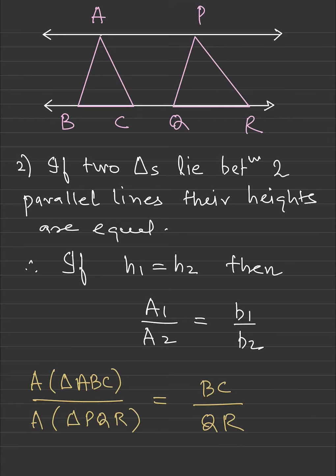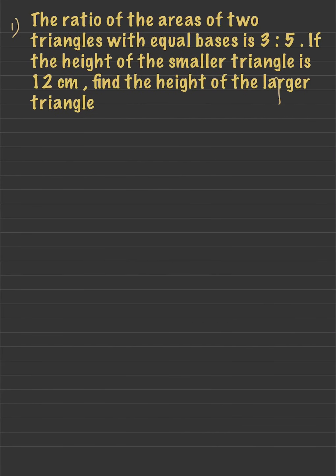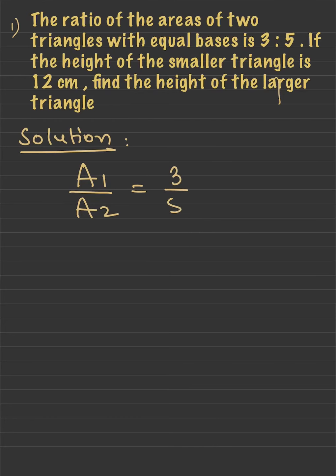Now we solve a few numerical sums based on these properties. So let's go to question number 1. Come and read the question. The ratio of the areas of two triangles with equal bases, this is very important, with equal bases is 3 is to 5. So you have two triangles with equal bases and the ratio of the areas is given 3 is to 5. Okay. That means a1 upon a2 is equals to 3 upon 5. They have given, let's start the solution here. So if I assume the areas is a1 and a2, then they have given a1 upon a2 is equal to 3 upon 5, right?